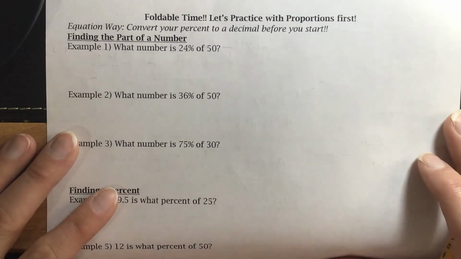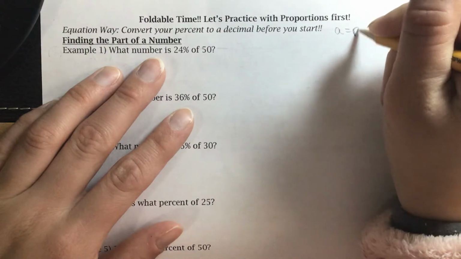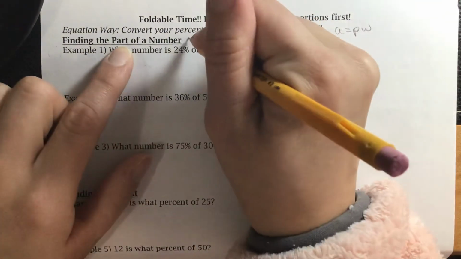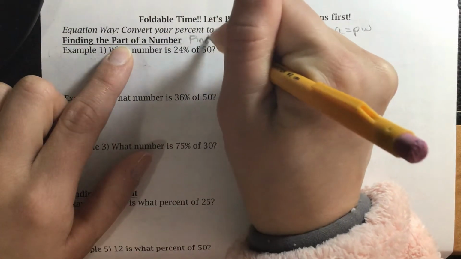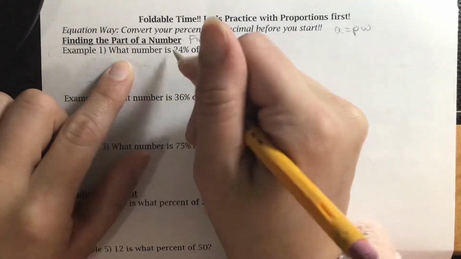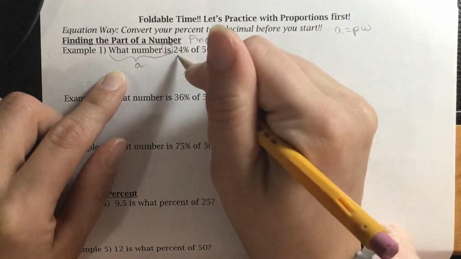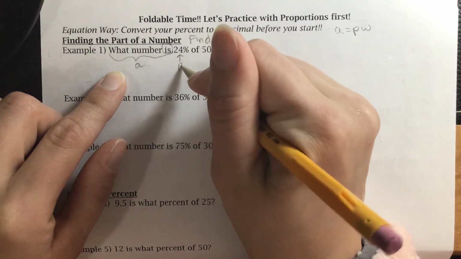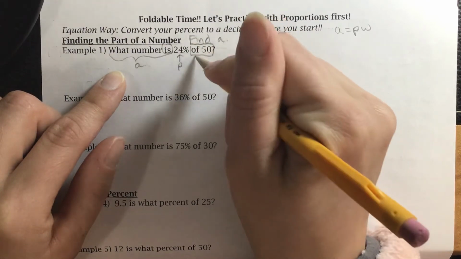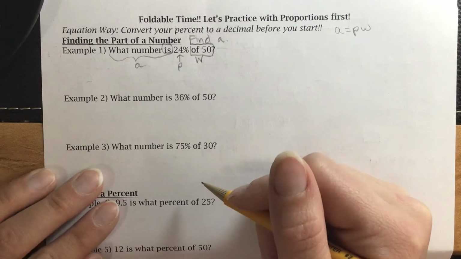Here we go. So these are the equation way, and the equation way would be, again, using A equals PW. So finding part of a number. So this would be finding A. What number is represents A. 24%, there's a percent sign, there's your P. And of 50, of means W. Of whatever you see is going to be your W.